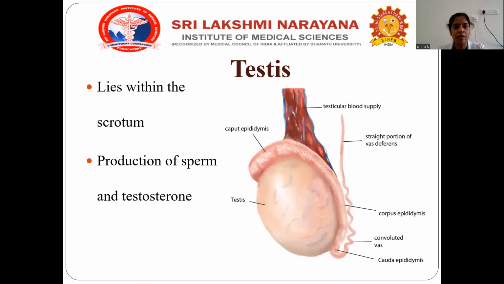Testis is the male gonad. It lies in the scrotum, outside the abdominal cavity. You can see the ovoid-shaped structure. It has the upper pole, lower pole, anterior border, posterior border, medial surface, and lateral surface. Posterolaterally, you can see the epididymis. Here you can see the vas deferens. This is the spermatic cord with its contents. So it lies in the scrotum. What does it produce? It produces the sperms, and it also secretes the testosterone hormone. It's a male reproductive hormone.